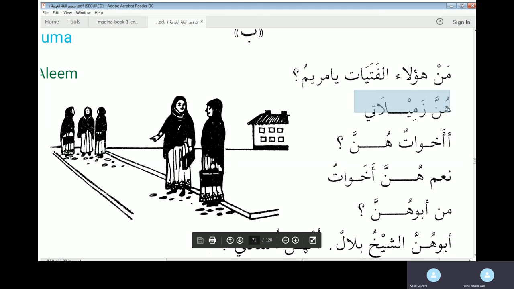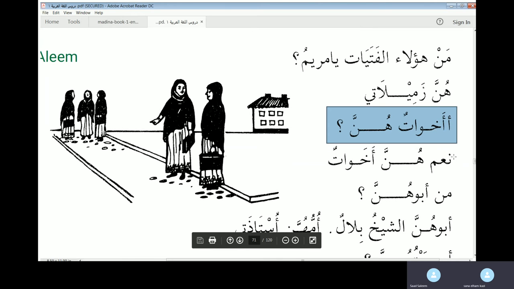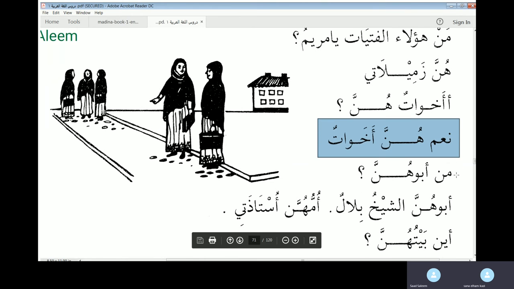Kunna zamilati. They are my colleagues. Akhwatun hunna? Are they sisters? Are they sisters, these three girls standing in the picture? Naam. Kunna akhwatun. Yes, they are sisters.